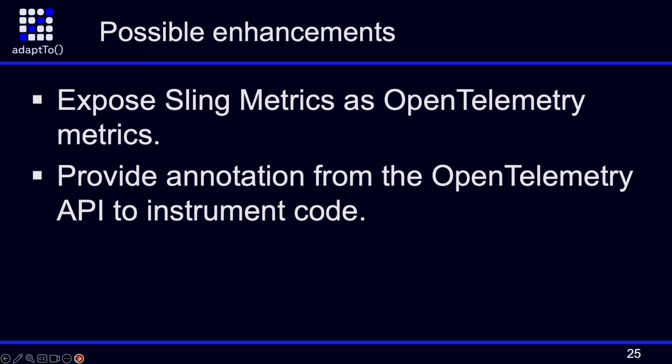Some possible enhancements. We can expose the Sling metrics, for example, as OpenTelemetry metrics. That would help because there are a lot of metrics exposed already, but they're not available as OTel metrics. Another thing that we see is currently missing in the implementation that we open sourced is to have the annotations. We will also demo that later, that you can easily instrument your code without writing too much code.